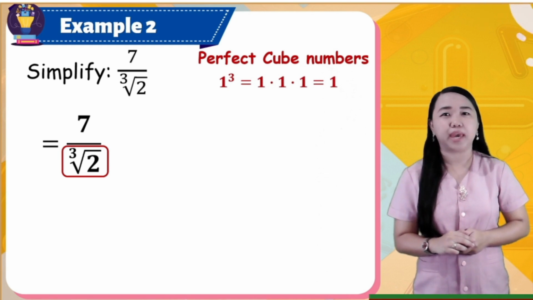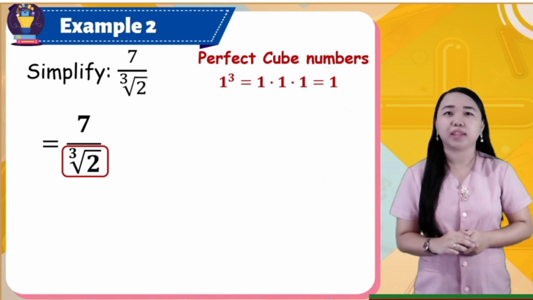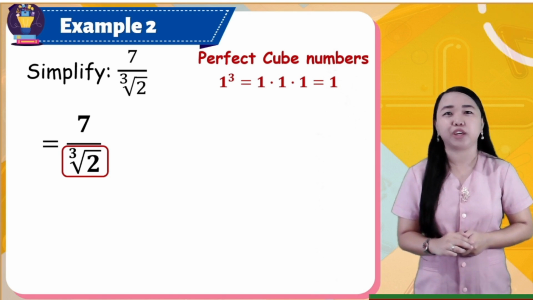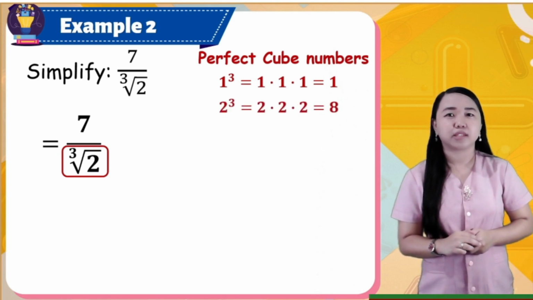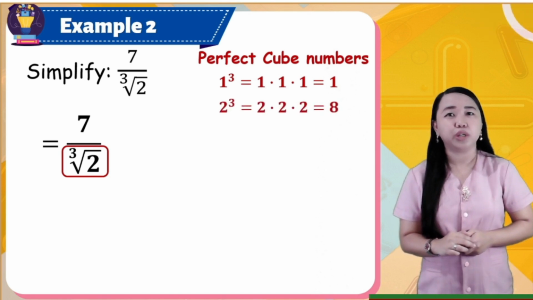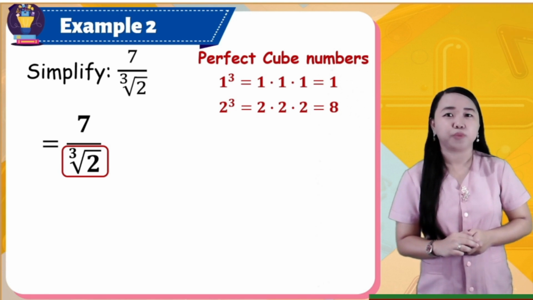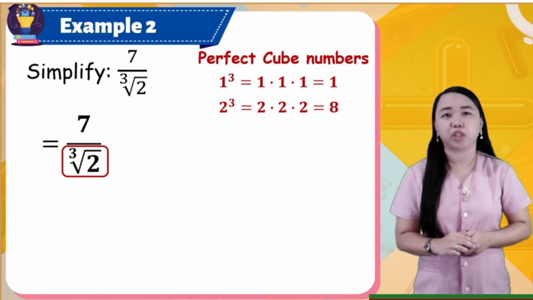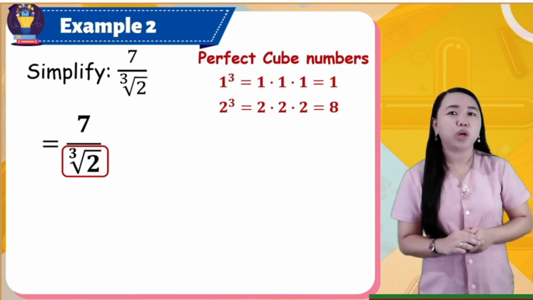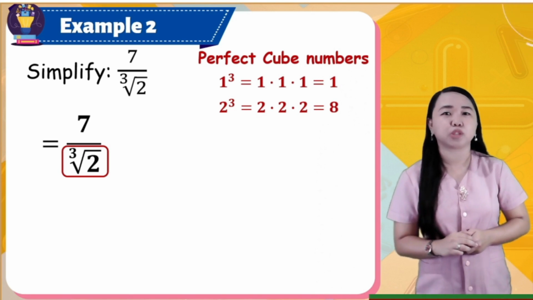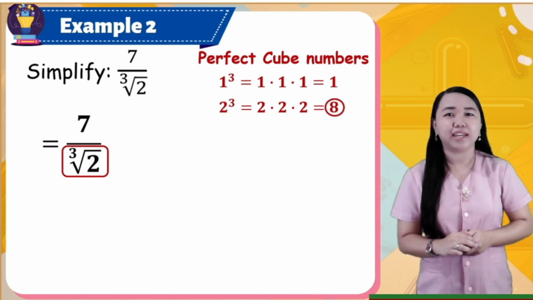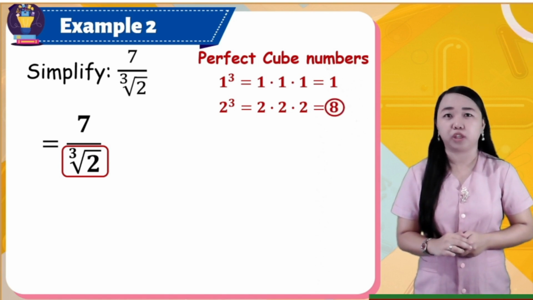1 cube is 1 times 1 times 1, which is equal to 1. 1 is a perfect cube number. Next, 2 cube is 2 times 2 times 2, which is equal to 8. 8 is a perfect cube number. If 2 is multiplied by 2 times 2 or 4, then it will become 8. Again, 8 is a perfect cube number.